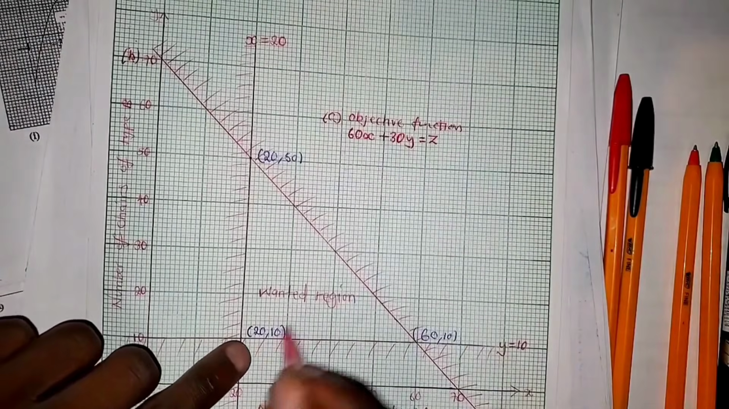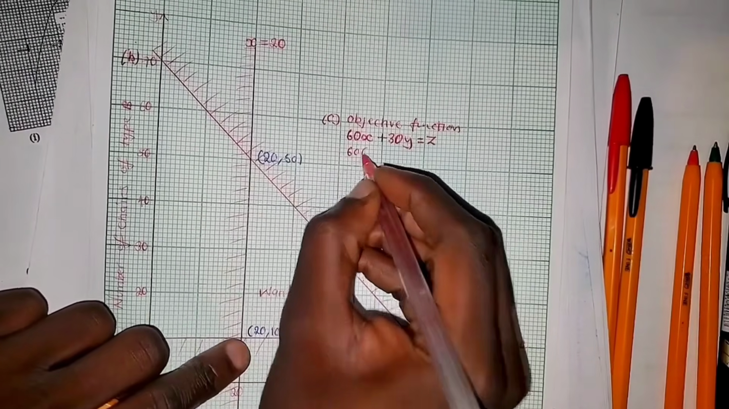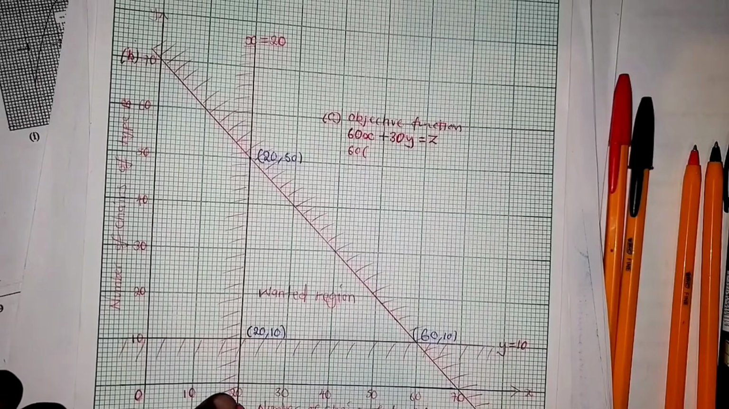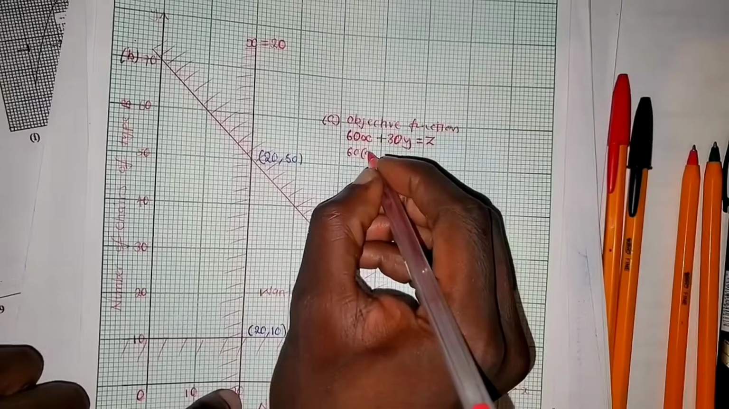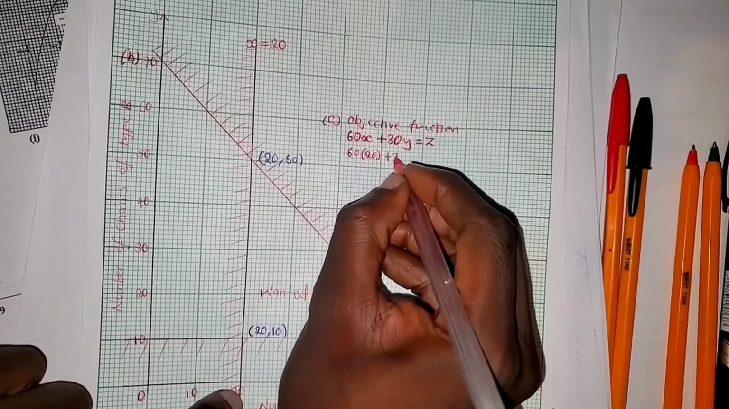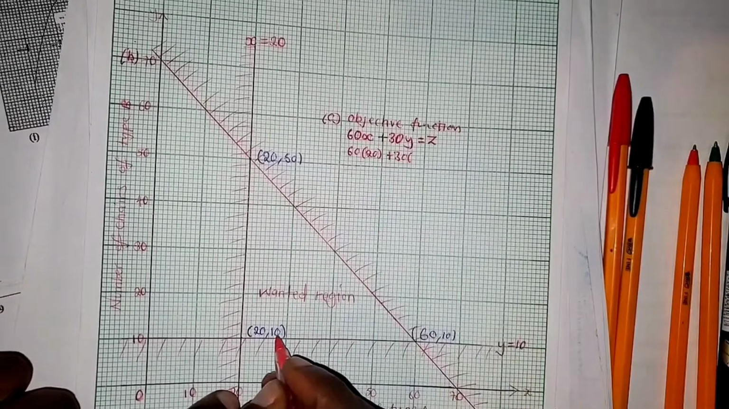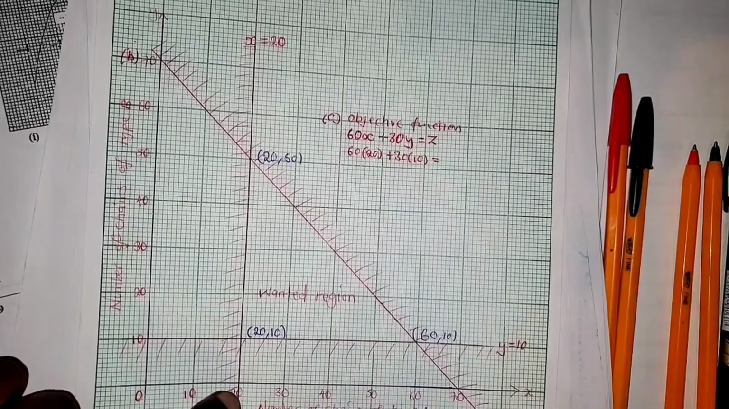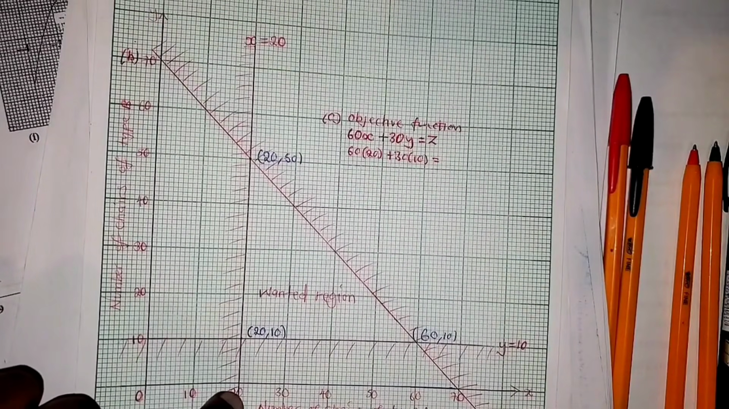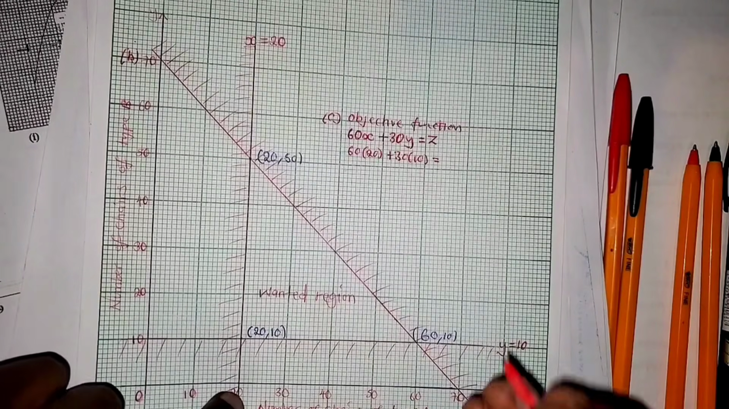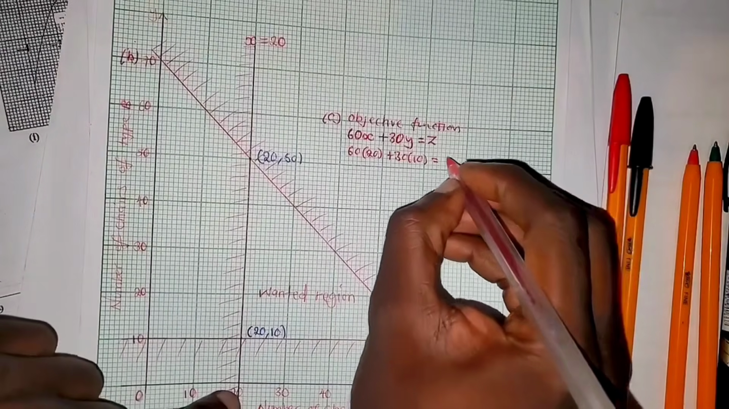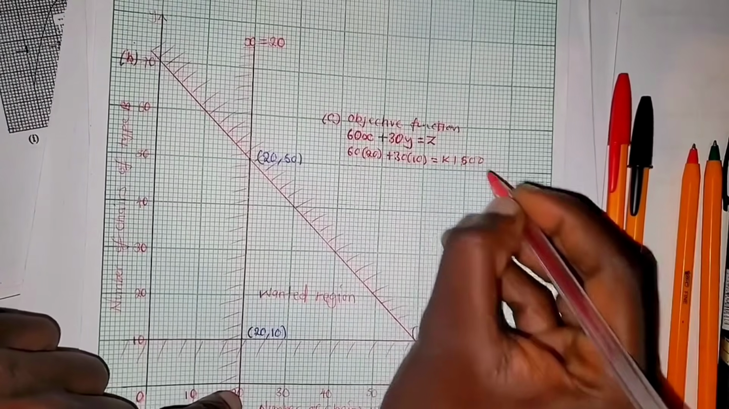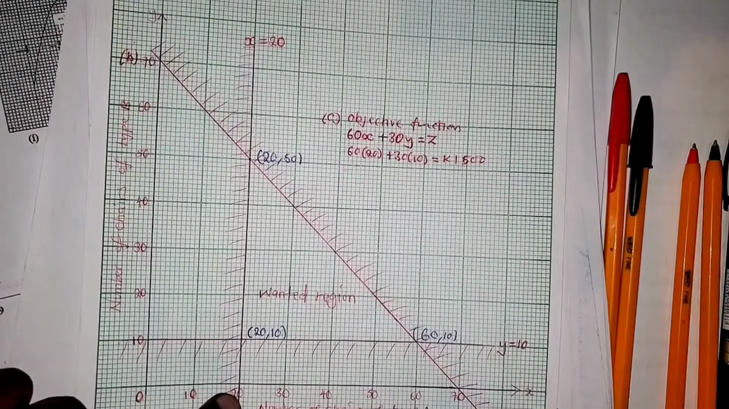Okay, let's start with this coordinate. So it will be 60 times, what is the value of X? The value of X here is 20. Okay, so it will be 60 times 20 plus 30, and the value of Y here is 10. Okay, so when you calculate here, you are going to find 1,500. Okay, 1,500. So it is 1,500. This is kwacha currency, 1,500 kwacha.